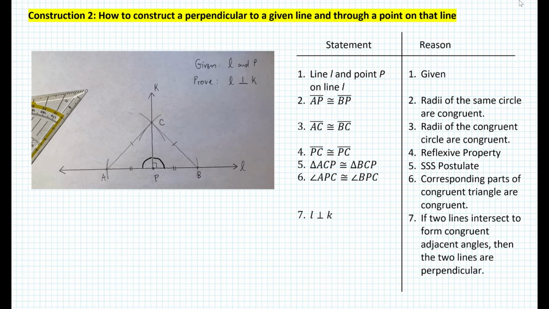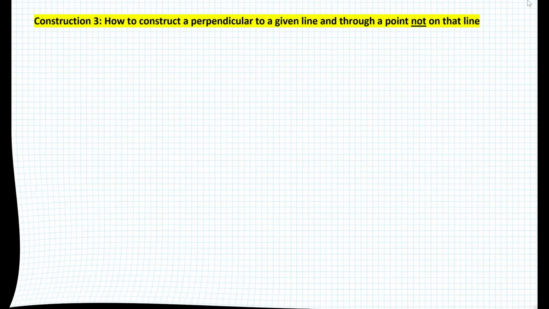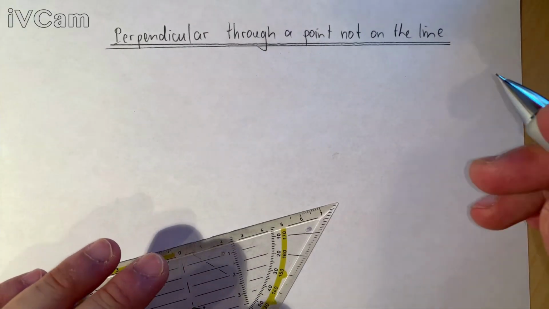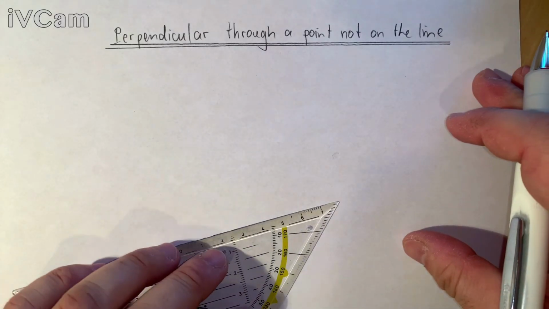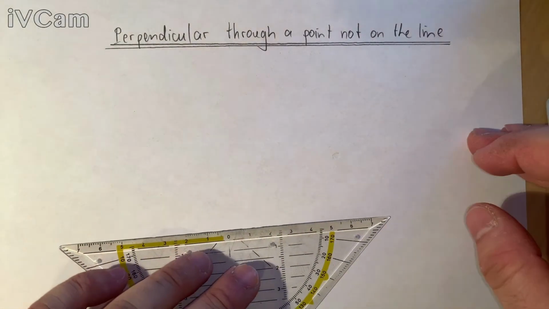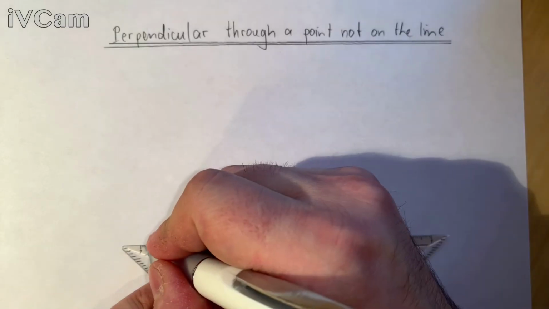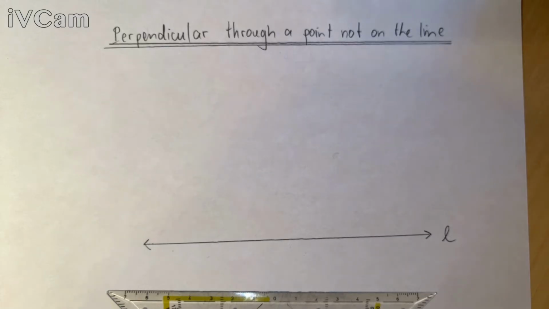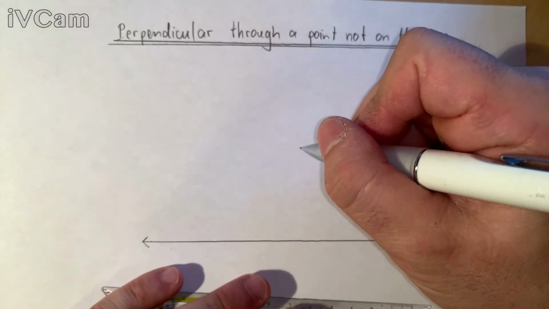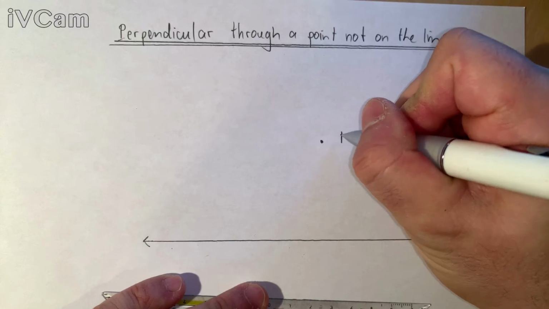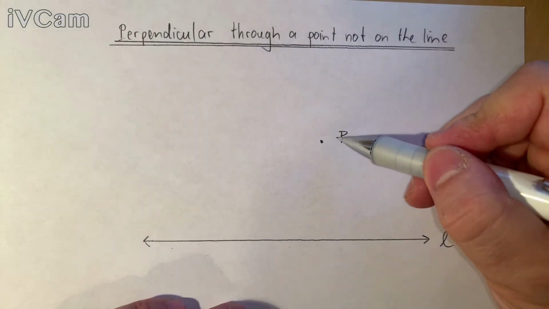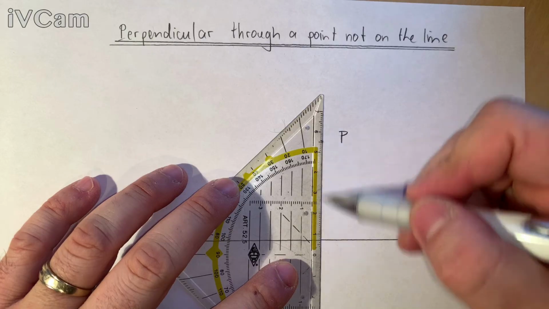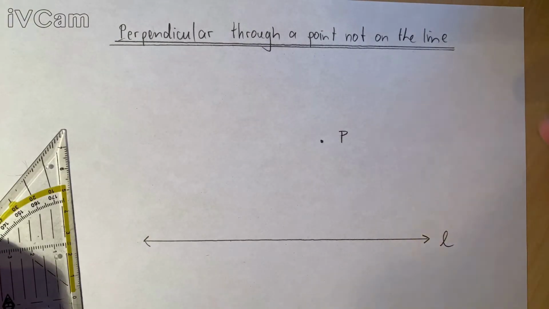Let's now look at our third construction, how to construct a perpendicular to a given line and through a point not on that line. So let's look at that. In this particular example, we want to draw or construct a perpendicular through a point not on the line. So let's first draw a line. Let's call that line L, and let's draw a point that is not on the line, which is outside, and let's call that point P. Okay, so the goal here is to draw a line that goes through P and is perpendicular to L. How do we do that?